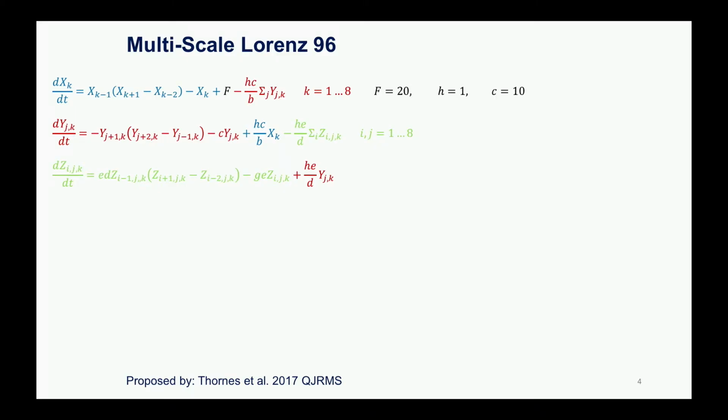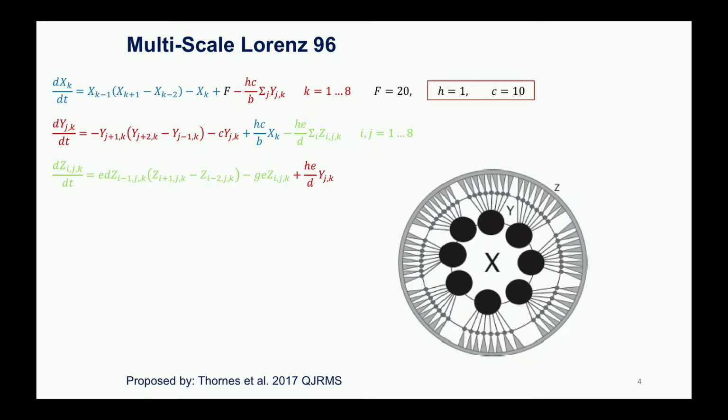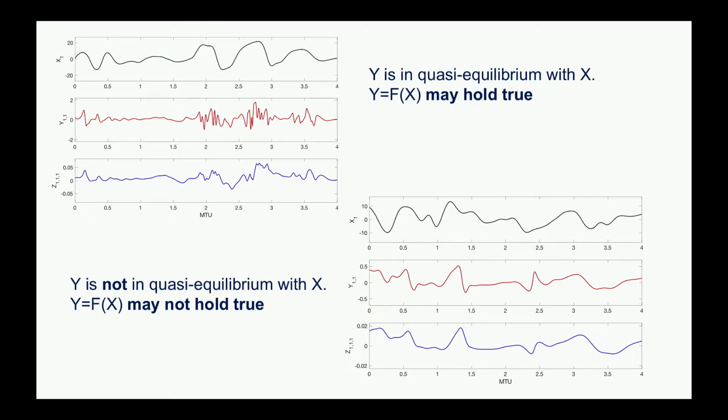So we start with the toy weather model, which is the multi-scale Lorenz 96 system. Here X, Y, Z are the same scales that I talked about. They're coupled with each other, and there are two parameters here which determine the amplitude and the temporal variability of these scales. And capital F denotes how chaotic the system is. The larger the F, the more chaotic it becomes. If you look at these two plots, this is with one set of h and c, and the second one is with another set of h and c.